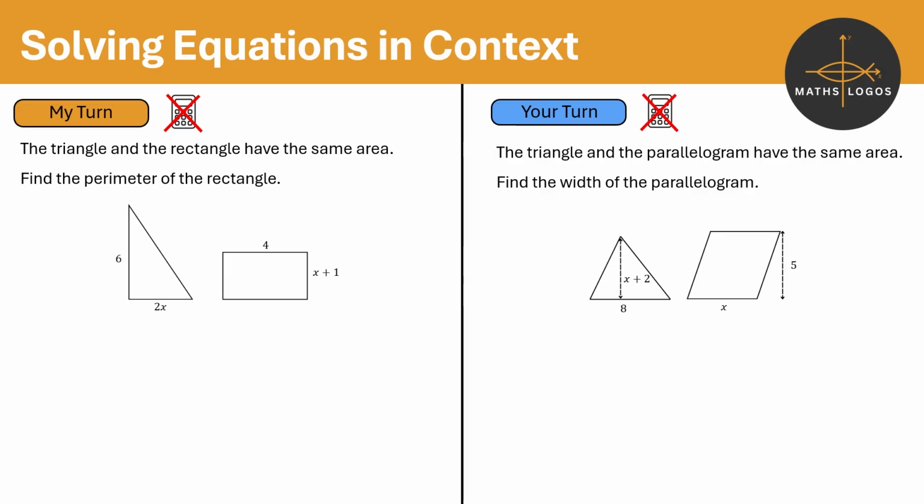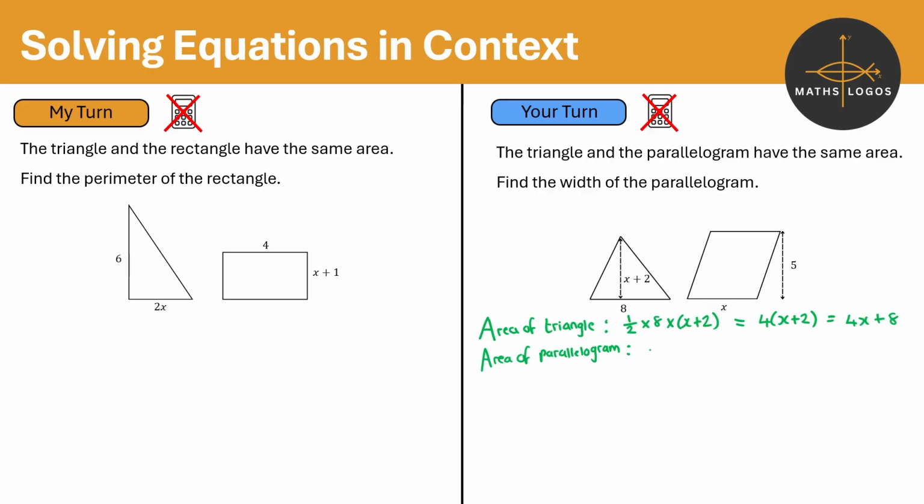Okay, pause the video and give this question a go. Let's run through it. The triangle and the parallelogram have the same area. Find the width of the parallelogram. Let's look at the area of the triangle and the area of the parallelogram, respectively. So the area of a triangle is a half multiplied by the base, which in this case is 8, multiplied by the perpendicular height, which in this case is x add 2. And I popped a bracket around my x and my positive 2 because I need to multiply both of those. Let's go ahead and deal with that. Well, a half of 8 is 4. I then need to multiply that by x, and I need to multiply that by 2. 4 multiplied by x is 4x, and 4 multiplied by 2 is 8.